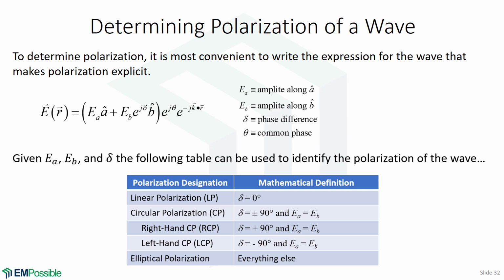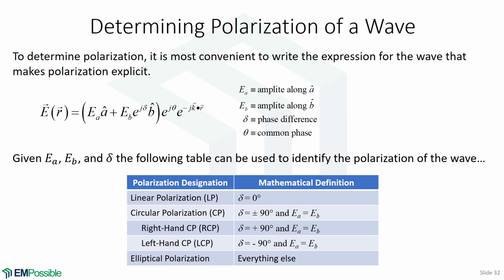Now, if it's not 0, I'll next look to see if it's 90 degrees or 90 degrees plus some kind of integer multiple of 180 degrees. But let's just call that 90 degrees for right now. If it is not 90 degrees, then we immediately have an elliptical polarization. So first we check for 0 degrees. If it is, it's linear. Then we look if it's 90 degrees. If it's not 90, then it's elliptical.